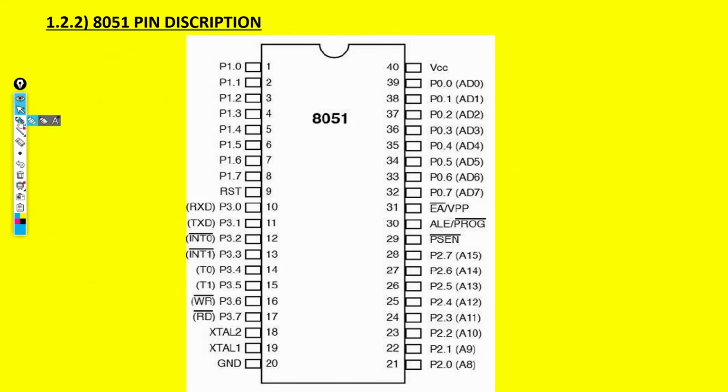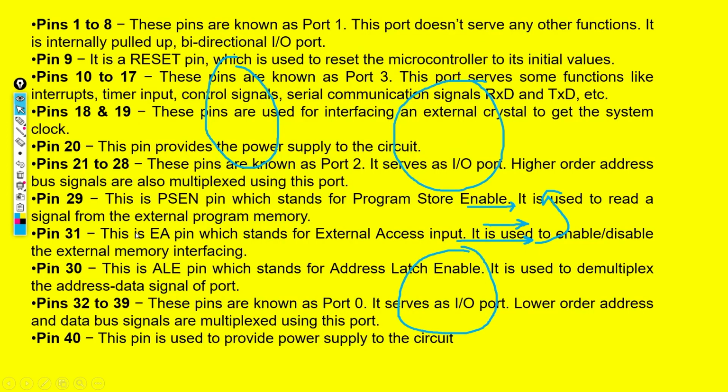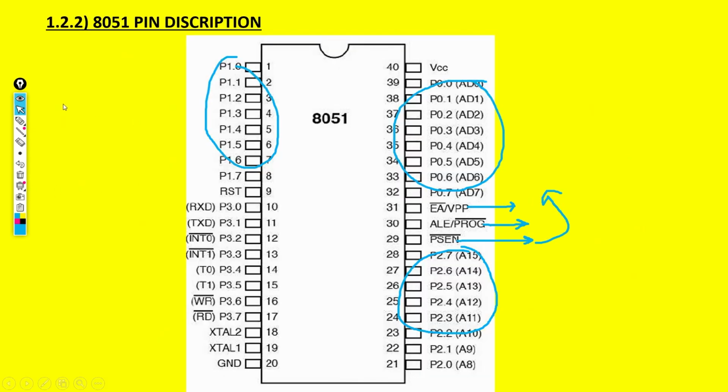Let's look quickly. This is the simple input output port. These are the address and data bus ports. This is only the address bus port. This pin is used to enable or disable the external memory, and PSEN is used to read the external memory. What was ALE used for? ALE is used to demultiplex this address and data bus. And port 3 has multiple functions: receive, transmission, interrupt, timer, read, and write function.